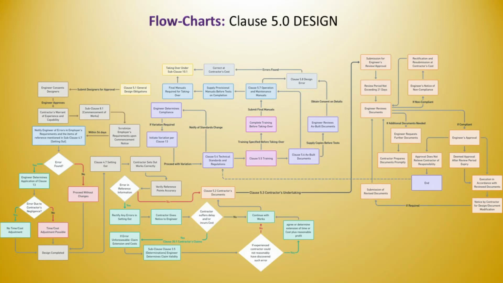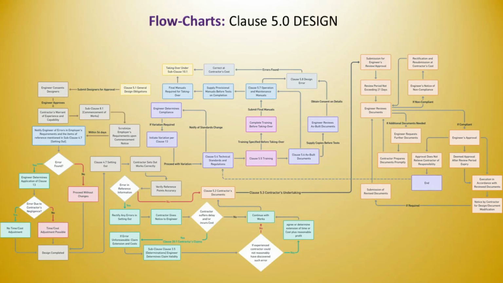Error in reference points. If the contractor discovers that the error is in the reference points provided by the employer or notified by the engineer, they must notify the engineer. Contractor gives notice to engineer. This step involves formally notifying the engineer about the error in the reference points. If error unforeseeable, claim extension and costs. If an experienced contractor could not have reasonably discovered the error in the reference points, the contractor is entitled to claim an extension of time and/or additional costs.